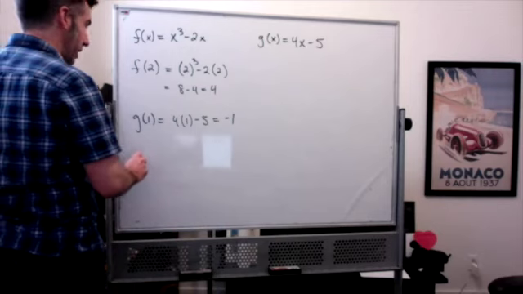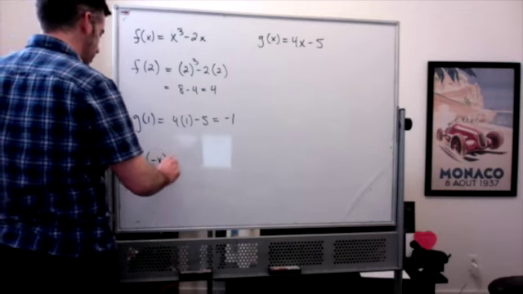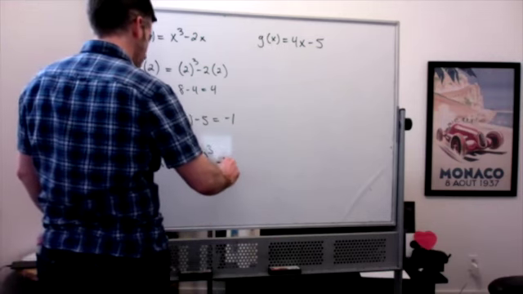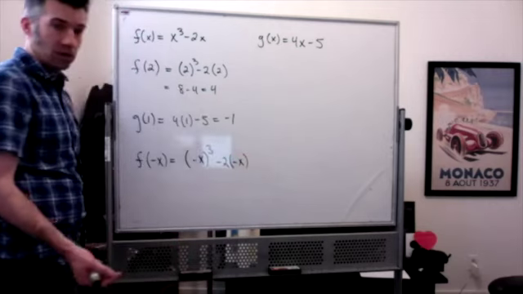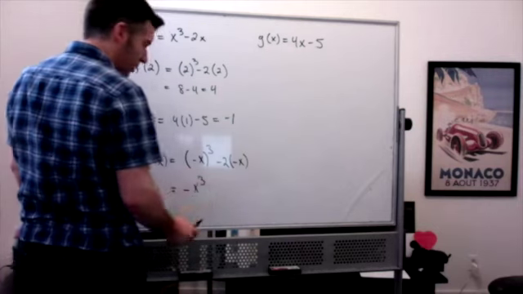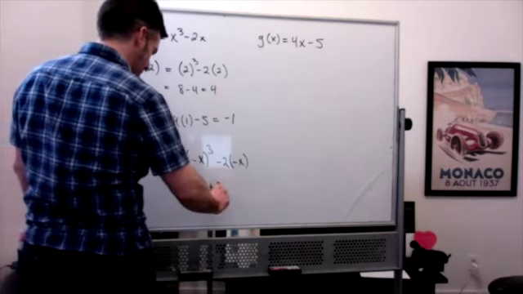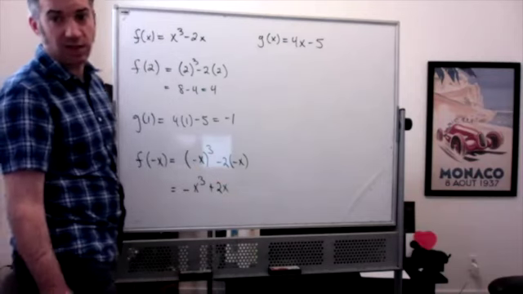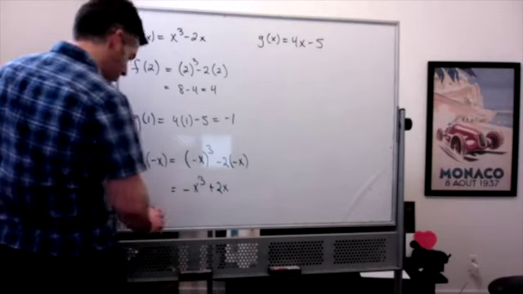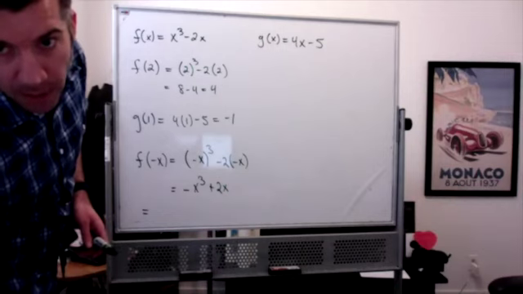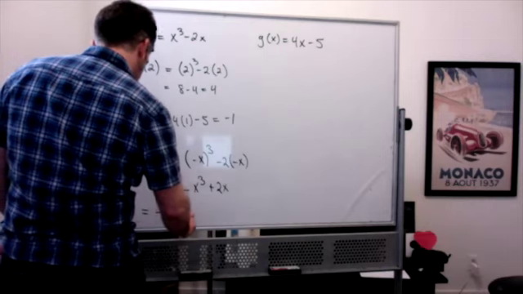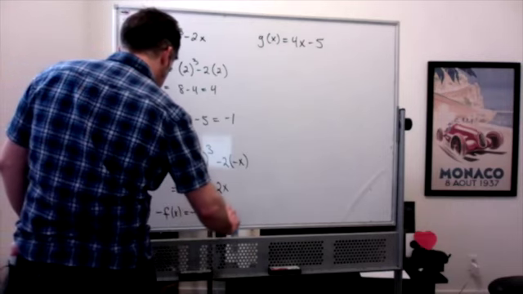For example, we could look at f of negative x, which is going to be negative x quantity cubed minus 2 times negative x. When you take a negative thing to an odd power, it stays negative. So that's going to be negative x cubed, and negative 2 times negative x is positive 2x. And in fact, just as an aside here, this is an odd function, right? This is equal to negative f of x, which is negative x cubed minus 2x.